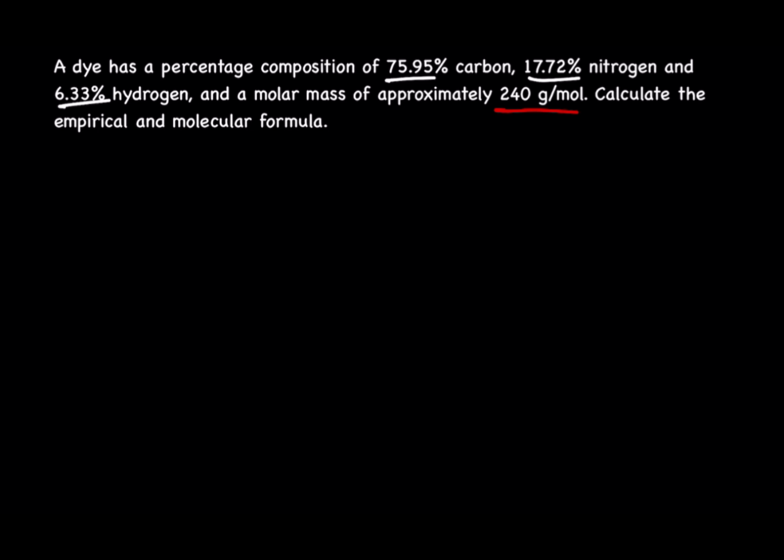To try this with a question, you have a dye that has a percentage composition of 75.95% carbon, 17.72% nitrogen, and 6.33% hydrogen, and a molar mass of approximately 240 grams per mole. Calculate the empirical and molecular formula. Remember step 1, find the empirical formula. So we're going to do the table. The table is the best method for empirical formula, trust me.